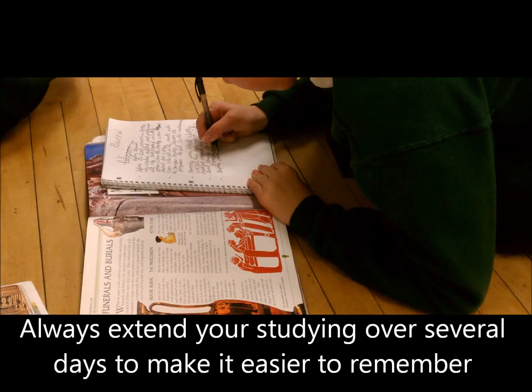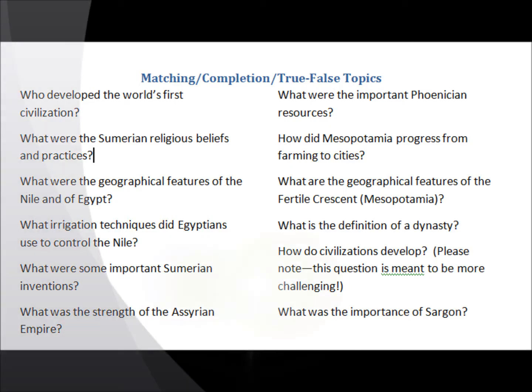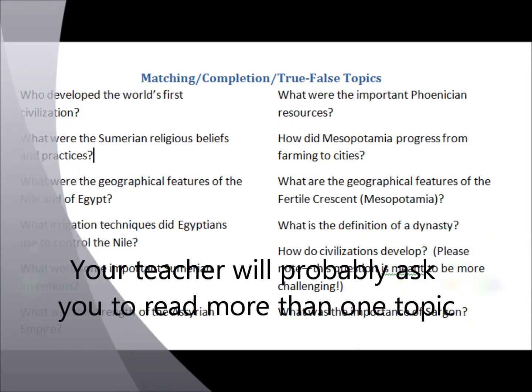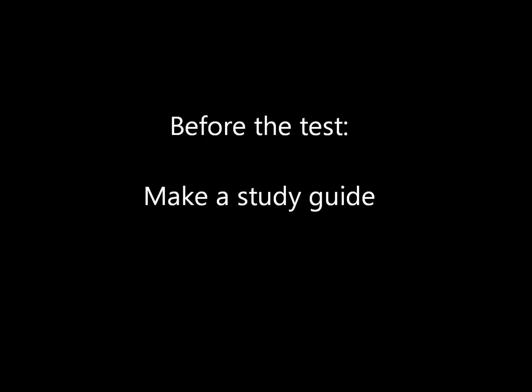The third, fourth, and fifth time you review, and yes, you should always extend your studying over several days to make it easier to remember, you should alternate between using your flashcards and going over one of your Cornell sheets using the technique just mentioned. By the way, eventually you'll probably have more than one Cornell sheet because your teacher has probably asked you to read more than one topic.